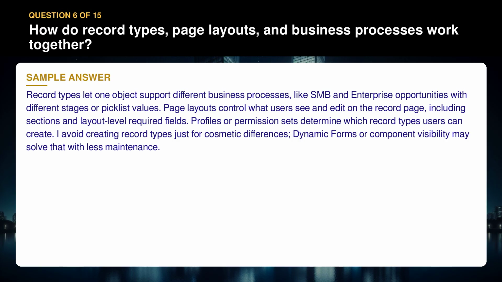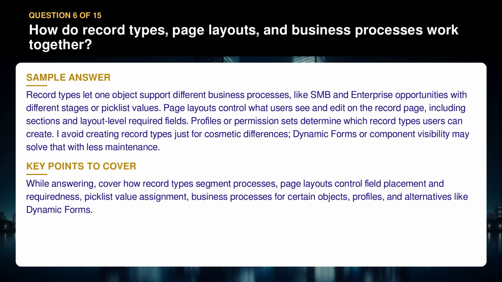I avoid creating record types just for cosmetic differences. Dynamic forms or component visibility may solve that with less maintenance. While answering, cover how record types segment processes, page layouts control field placement and requiredness, picklist value assignment, business processes for certain objects, profiles, and alternatives like dynamic forms.